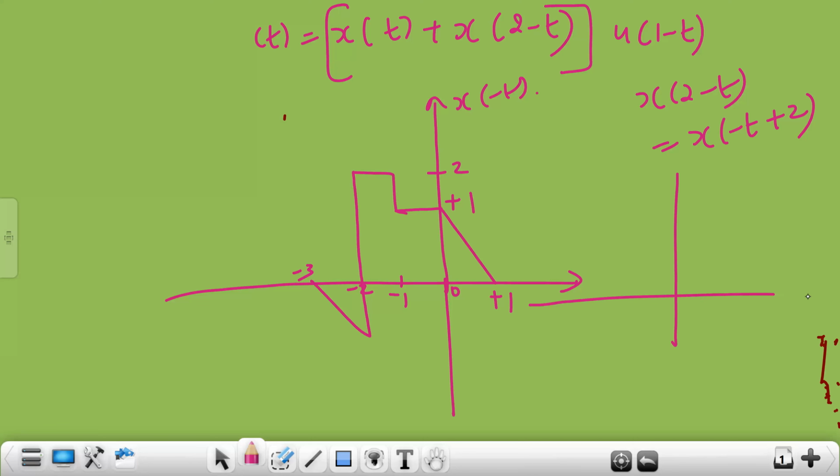So we are plotting x of minus t plus 2. The same shape will come like this. Again, the signal will be confined from -1 to 3 because when you shift this towards the right side by 2 units, this +1 will become 3, this will become -1. So this will become 0, this will be 1 and this will be 2.